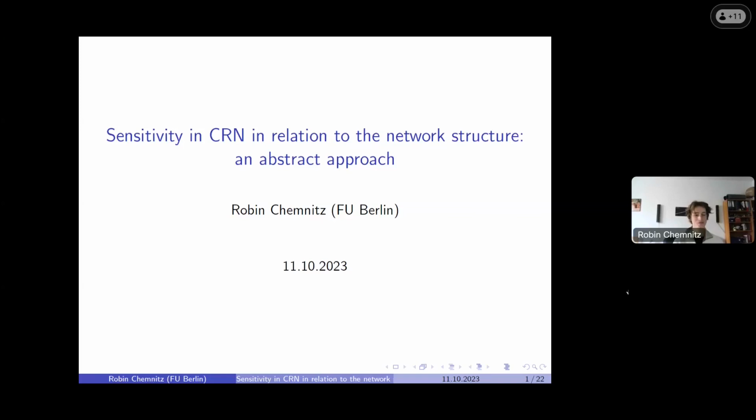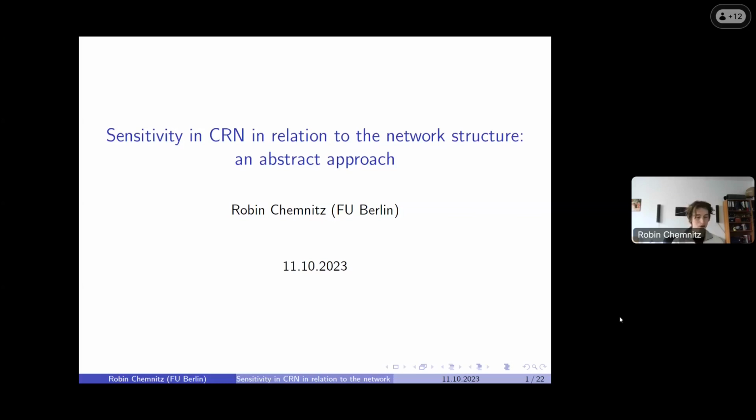So my talk will be about sensitivity in chemical reaction networks in relation to the network structure. And this will be a very abstract approach. So this will be rather far from the application in the end, but rather shows a nice possible approach to study sensitivity of steady states in a very general setting.